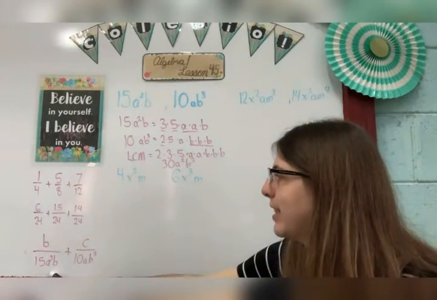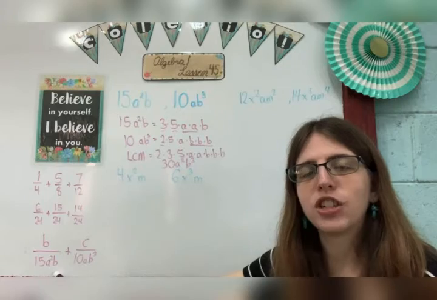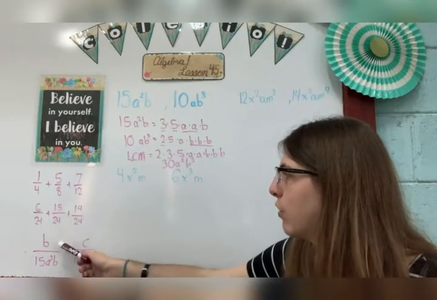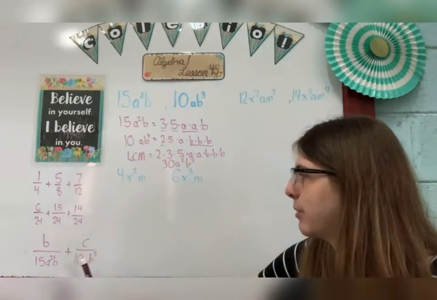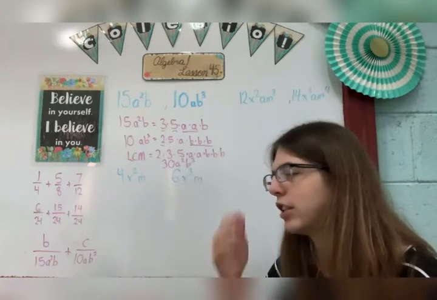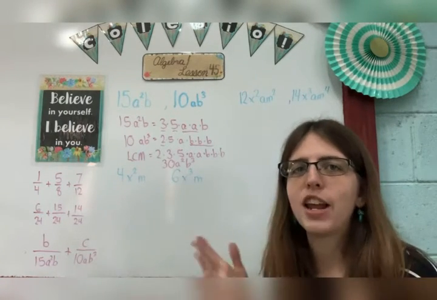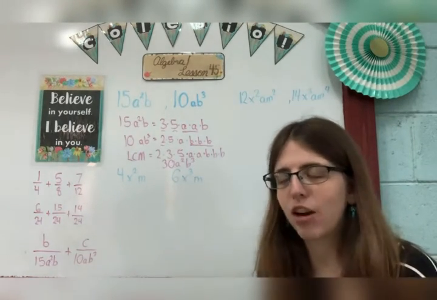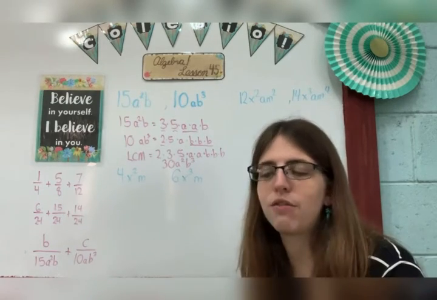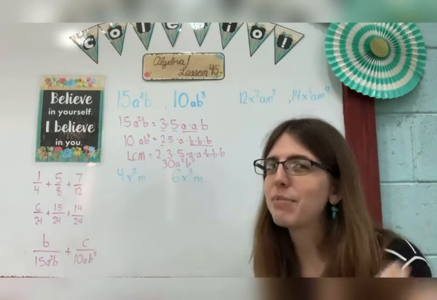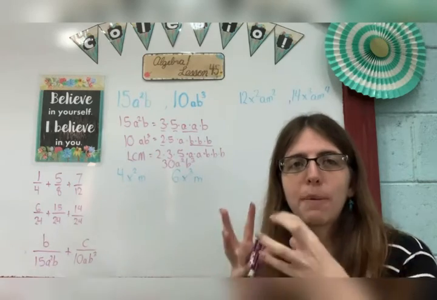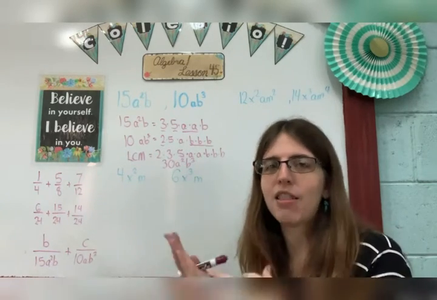Well, we have to do the same thing if we have fractions even with variables. So for example, b over 15a squared plus b plus c over 10ab cubed. We have to fix it so that they have the same denominator. And we're going to learn that in lesson 47, how we do that. So that'll be next week. But we're going to learn the building blocks for doing that this week.